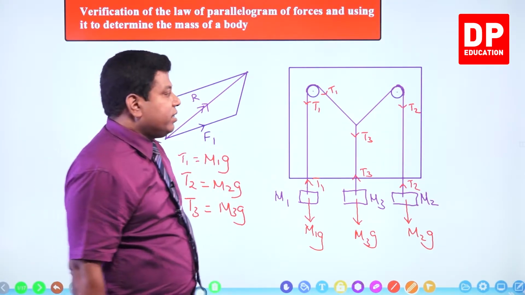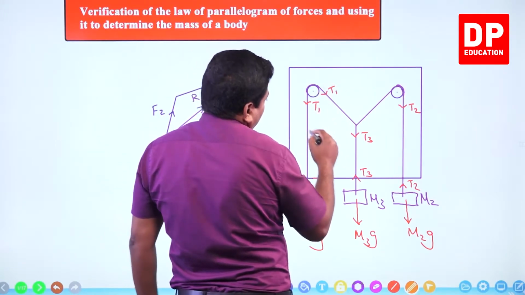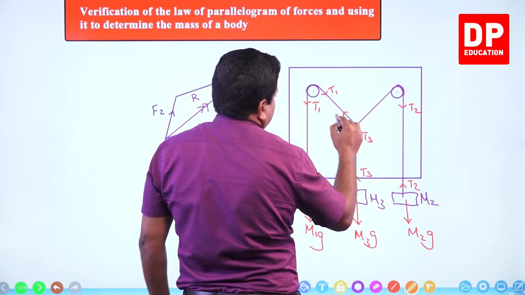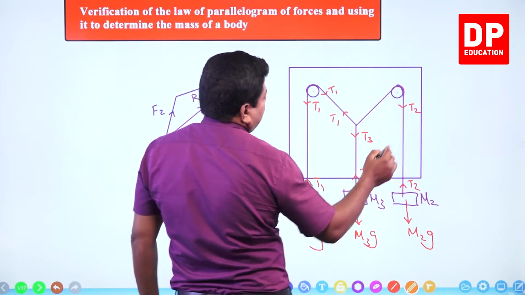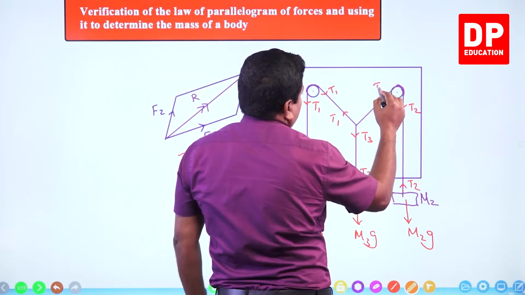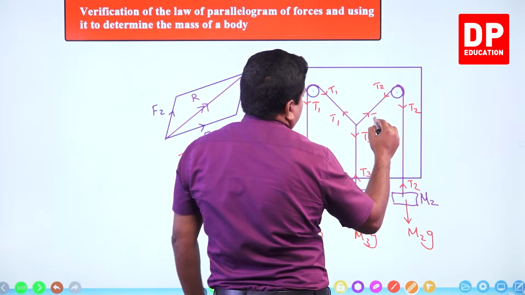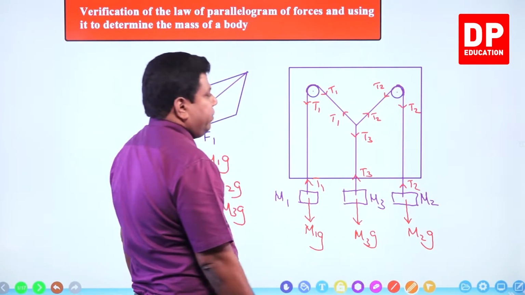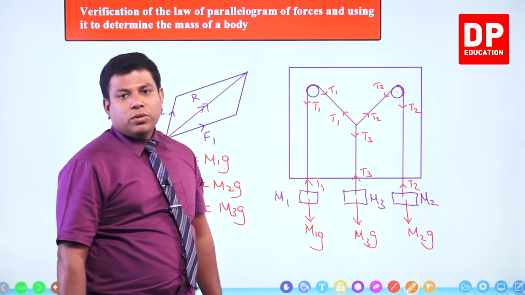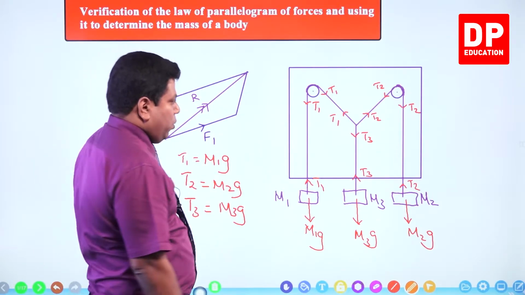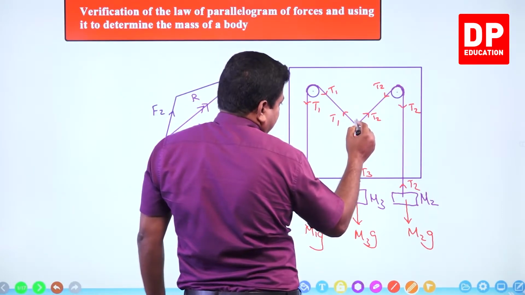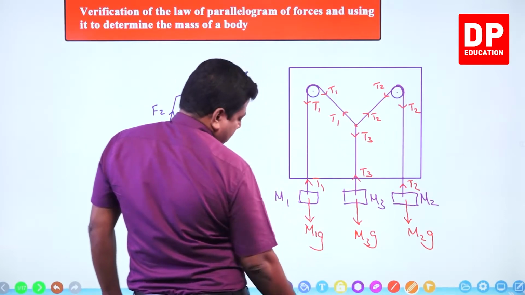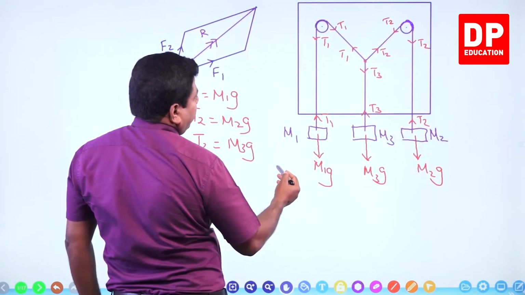If the pulley is smooth, then if this is T1, this will also be T1. If this is T2, this will also be T2. Clear? This is how the forces are going to be. Now, consider this point, right? It is in equilibrium under three forces.